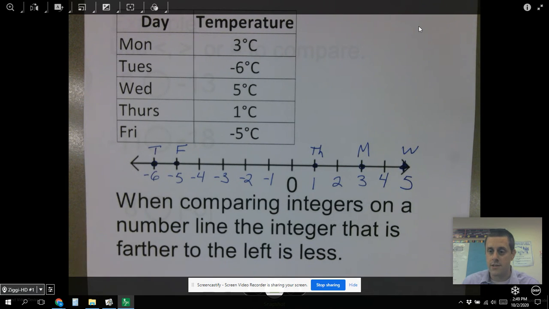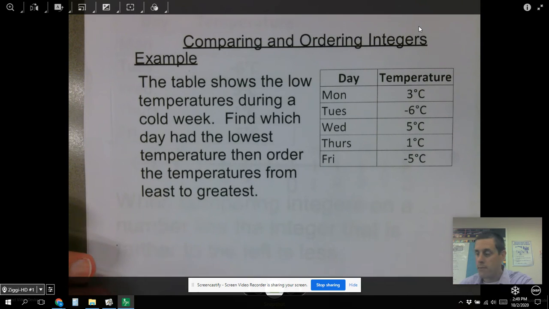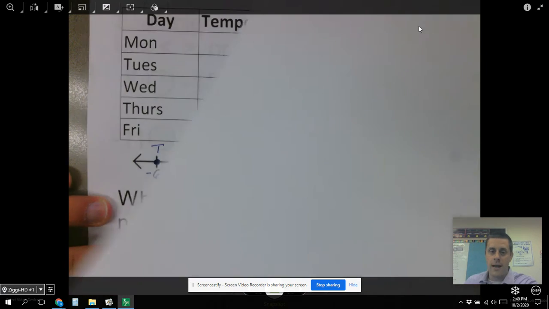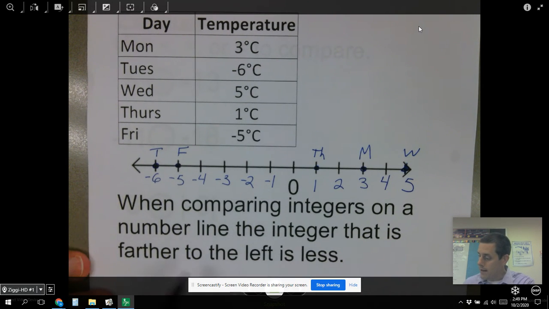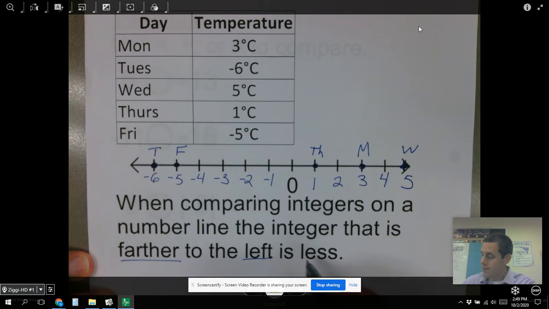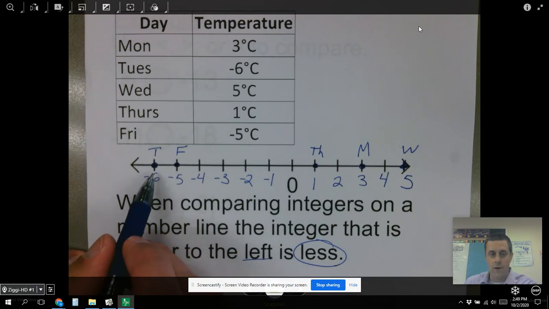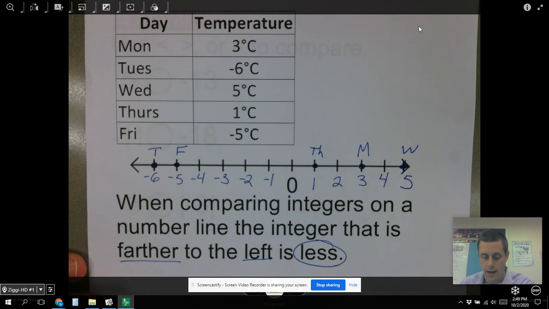So now that we have the positions of all the low temperatures for each day of the week, let's answer the questions being asked. If we go back to the original problem, the problem asks us first to find the lowest temperature. So the lowest temperature would be the integer with the least value. And on a number line, the further to the left, the lesser the value. So which point was furthest to the left? That was Tuesday at negative 6. So the coldest temperature was Tuesday.